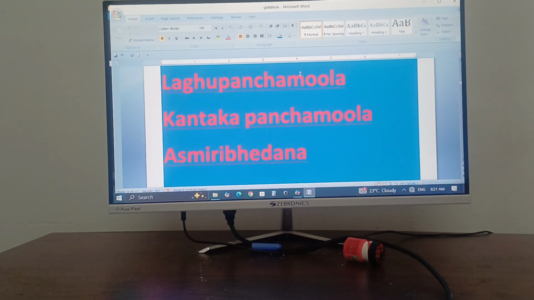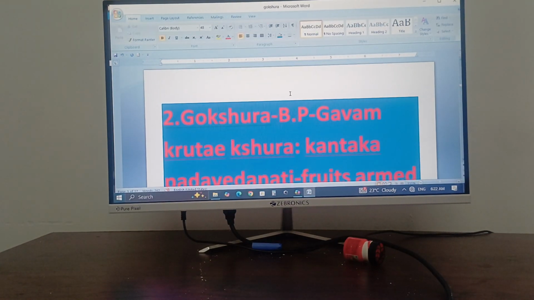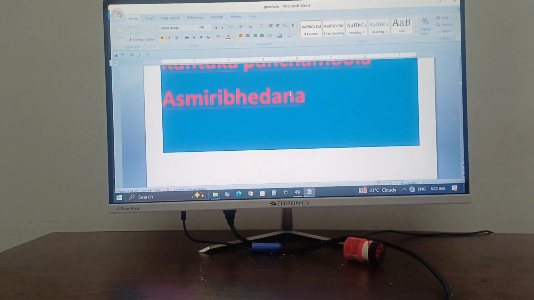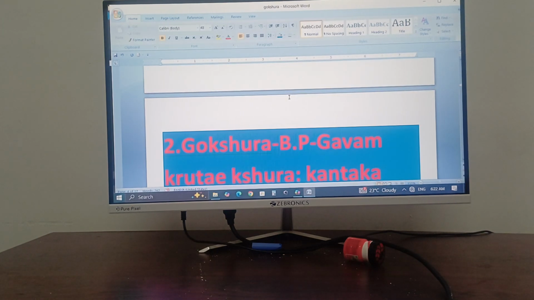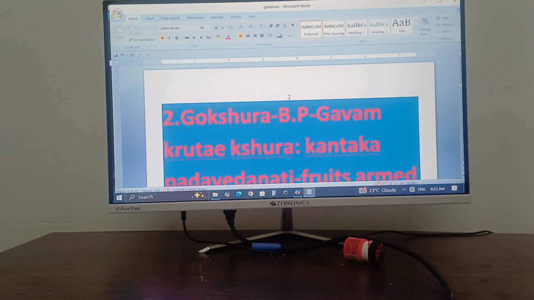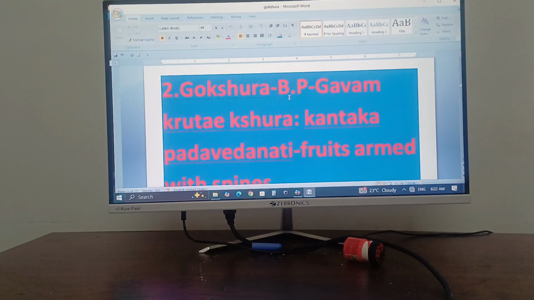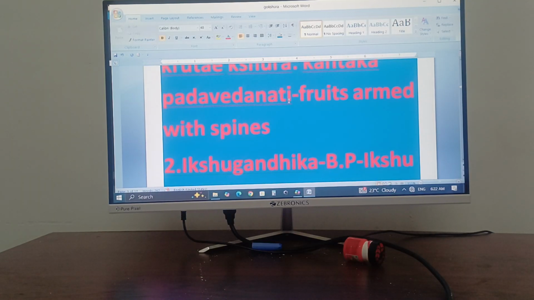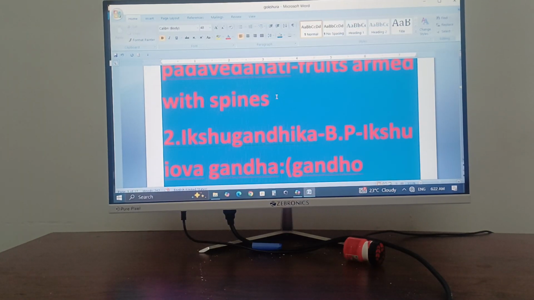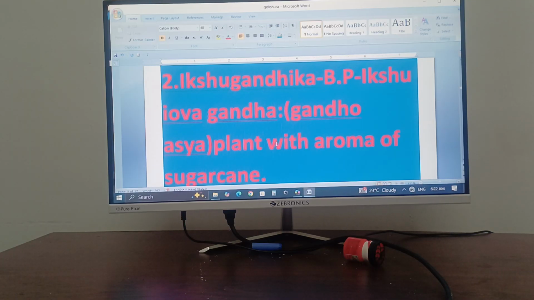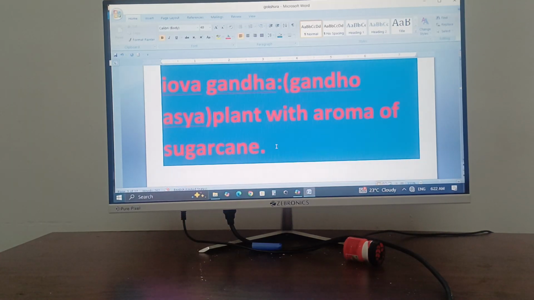Ashmari Vedana is to break the stones. Ashmari means what? Stones, to break the stones. Now, how it is described under classical science: as it breaks the stones, it is called Ashmari Vedana. Gokshura having thorns, I mean, the fruits are armed with spines. You can see the fruit, how the fruit is armed with spines. Ikshugandha: in the 16th century, a beautiful character was observed in Bhavaprakasha. What is that? Ikshoh gandhah, gandho asya. This plant emits the aroma of the sugar cane.